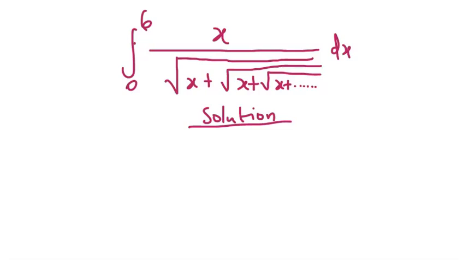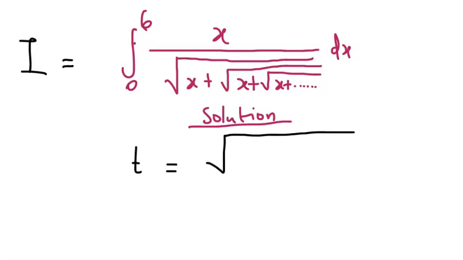So how exactly are we going to solve this problem? Let's call this integral I, right? Now the first thing to do is to make a substitution. The substitution we're going to make here is to let the whole of this infinite nested radical equal another variable. Let's call it t. So we're going to let t equal the square root of x plus the square root of x plus the square root of x plus and so on, right?